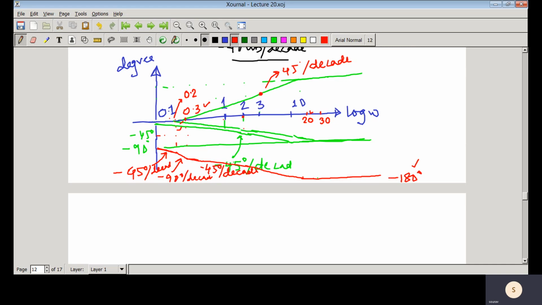So the corner frequency is 1. One decade below is 0.1, and one decade above is 10 here. The second corner frequency is 2. One decade below is 0.2, one decade above is 20. And for 3, one decade below is 0.3, one decade above is 30. I said 11 by mistake, and said 11 and 30. That is not correct, it is 20 and 30.